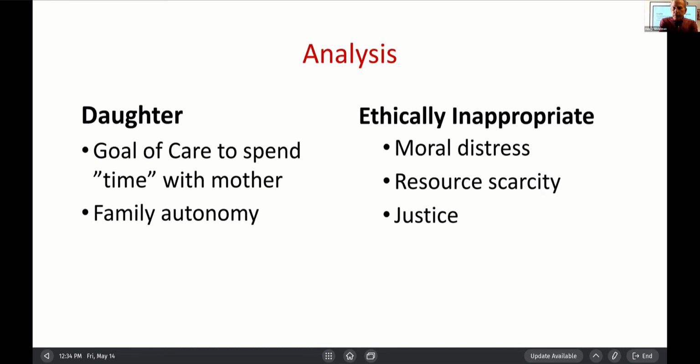Other thoughts? It may be that from a cultural perspective, she's not allowed to make decisions for her mother. Not from a legal or a medical perspective, but culturally, that she's not allowed to override her mother's beliefs. And that could be a part of what's happening as well. It could be her beliefs as well.